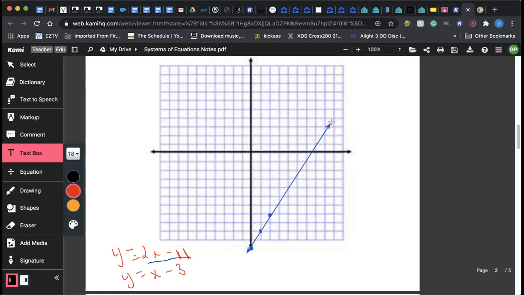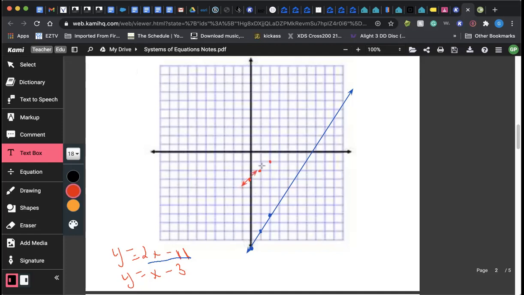Okay. There's my graph. I'm going to do the same thing with this other one. I'm just going to keep it red. So I'm going to count down to -3. 1, 2, 3. That's my first point. My first point, 1, 2, 3, -3. And my slope is 1. So go up by 1, over by 1, up by 1, over by 1. And that's going to be, again, enough for me to graph my line.